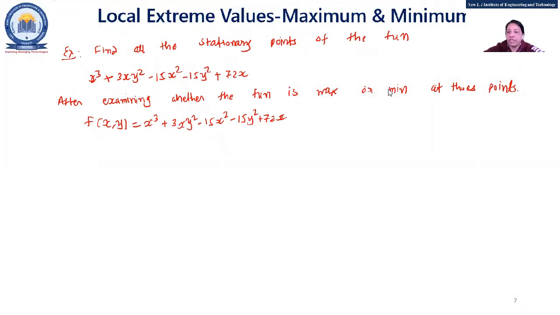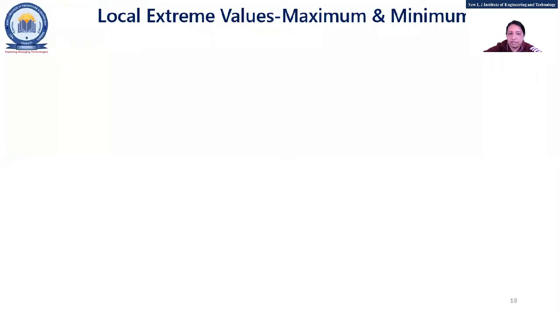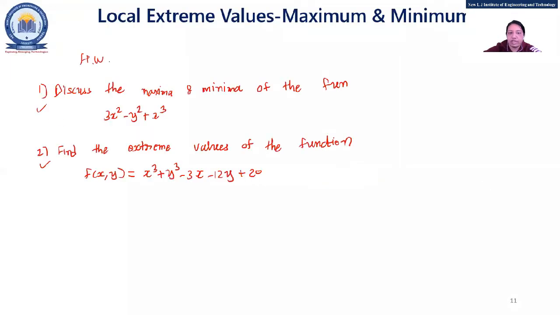Okay, fine. So in the last lecture, what have we discussed? We discussed the local extreme values, that is maximum and minimum, right? And I gave two examples for homework. How many of you have calculated these? Simple examples for local extreme value.